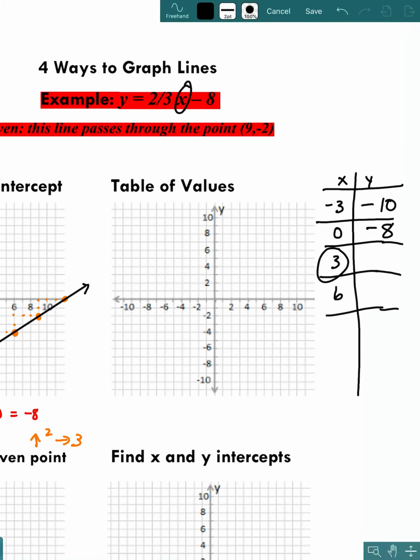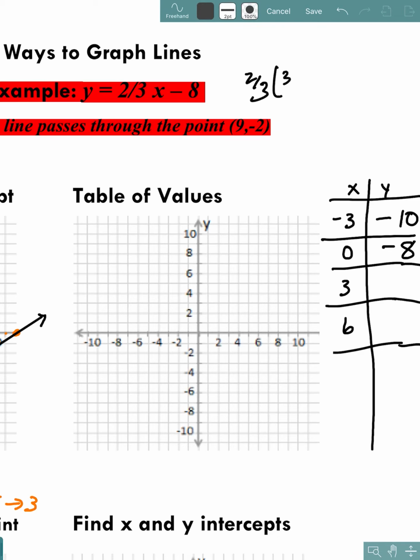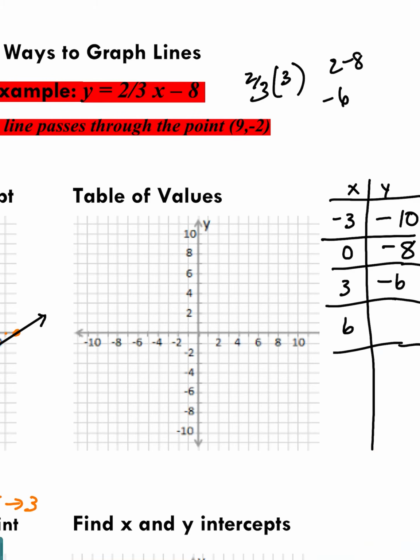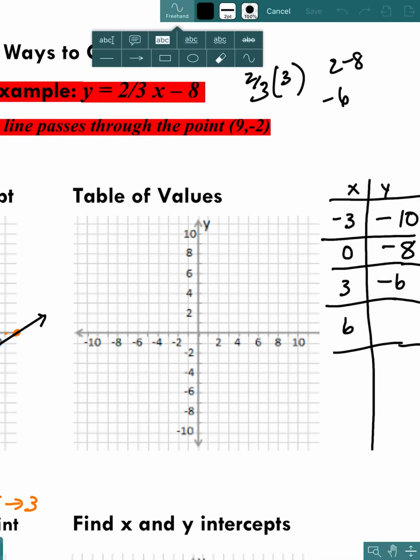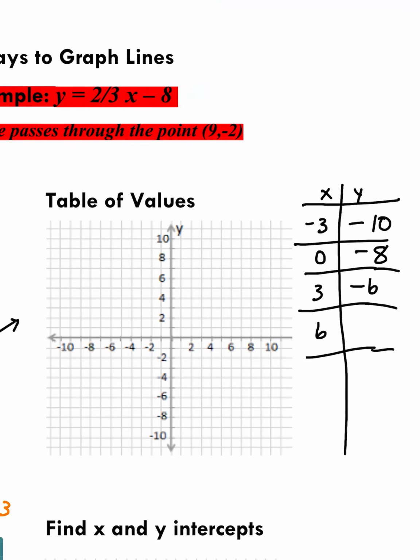If I take x as 3, 3 times 2 over 3 would give me 6 divided by 3, which gives me 2. Sorry, I looked at the wrong thing on my sheet here and got distracted. So what did I say? 3 times 2 is 6, 6 divided by 3 is 2, and 2 minus 8 is negative 6. So that's my next value. That should have been obvious because I've got a pattern going here of negative 10 and then negative 8. So I'm increasing by 2.